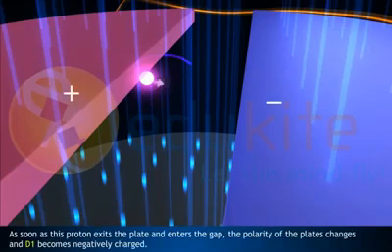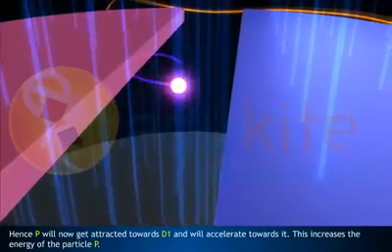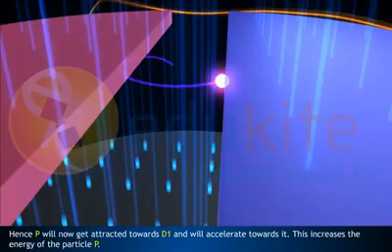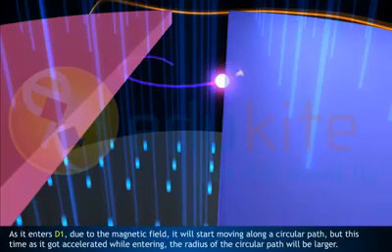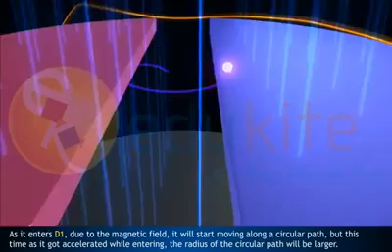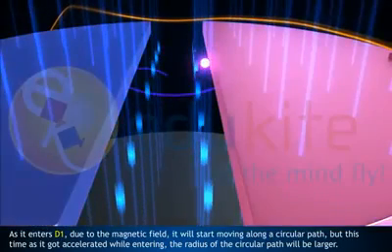As soon as this proton exits the plate and enters the gap, the polarity of the plates changes, and D1 becomes negatively charged. Hence, P will now get attracted towards D1 and will accelerate towards it. This increases the energy of the particle P. As it enters D1, due to the magnetic field, it will start moving along a circular path. But this time, as it got accelerated while entering, the radius of the circular path will be more.